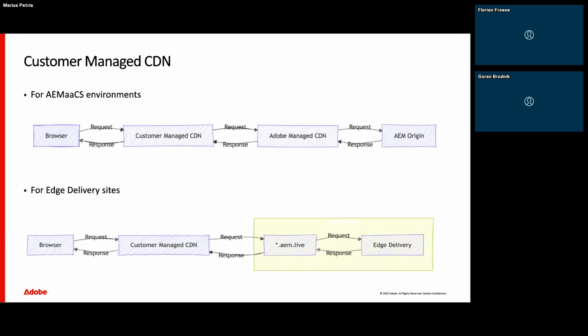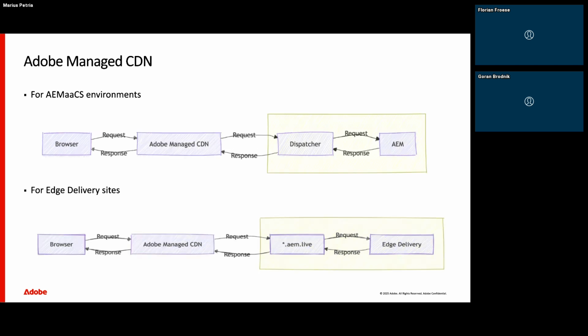the request will still go through the Adobe Managed CDN and then to the AEM origin, which is formed from the dispatcher and the AEM. For edge delivery sites, if you have your own CDN, you can go directly to AEM Live. It's not necessarily that you go through the Adobe Managed CDN, even if, strictly speaking, the AEM Live is also implemented at the edge in a CDN.